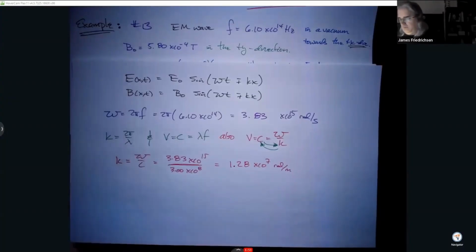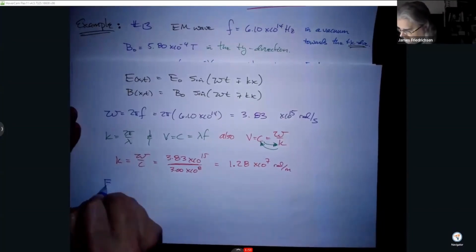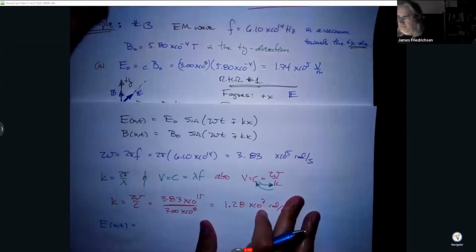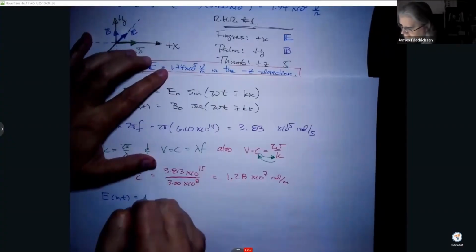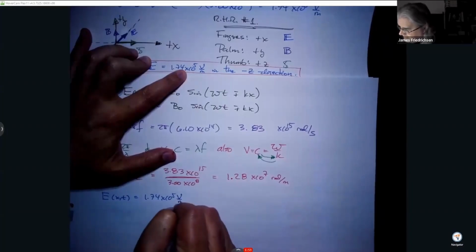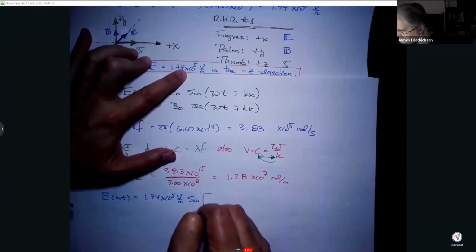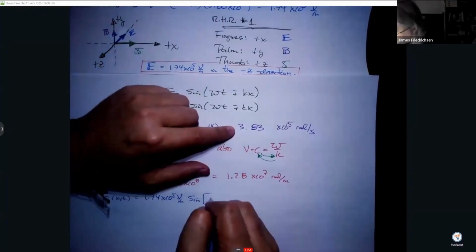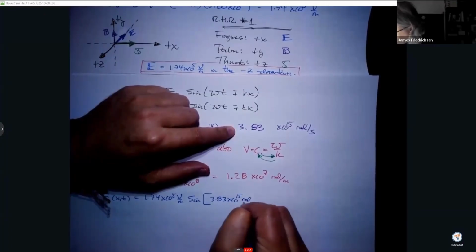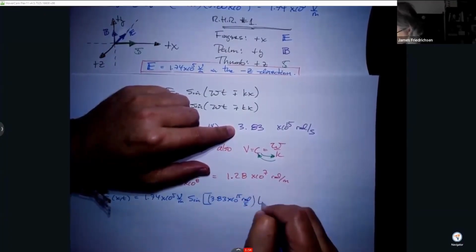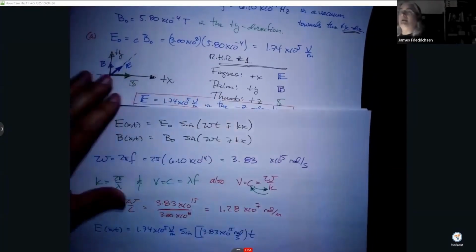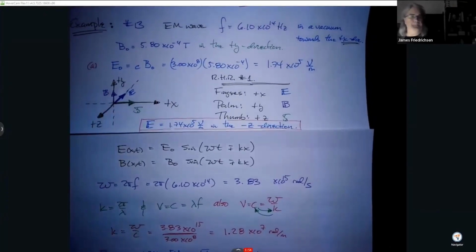So let's do the electric field one. So my electric field at some x and t is going to be the amplitude. And so we'll put in the 1.74 times 10 to the 5th volts per meter times our sine of omega, which is this number, 3.83 times 10 to the 15 radians per second, times the time. Now, is it going to be the minus 1 or the plus 1, and why? How do we know?